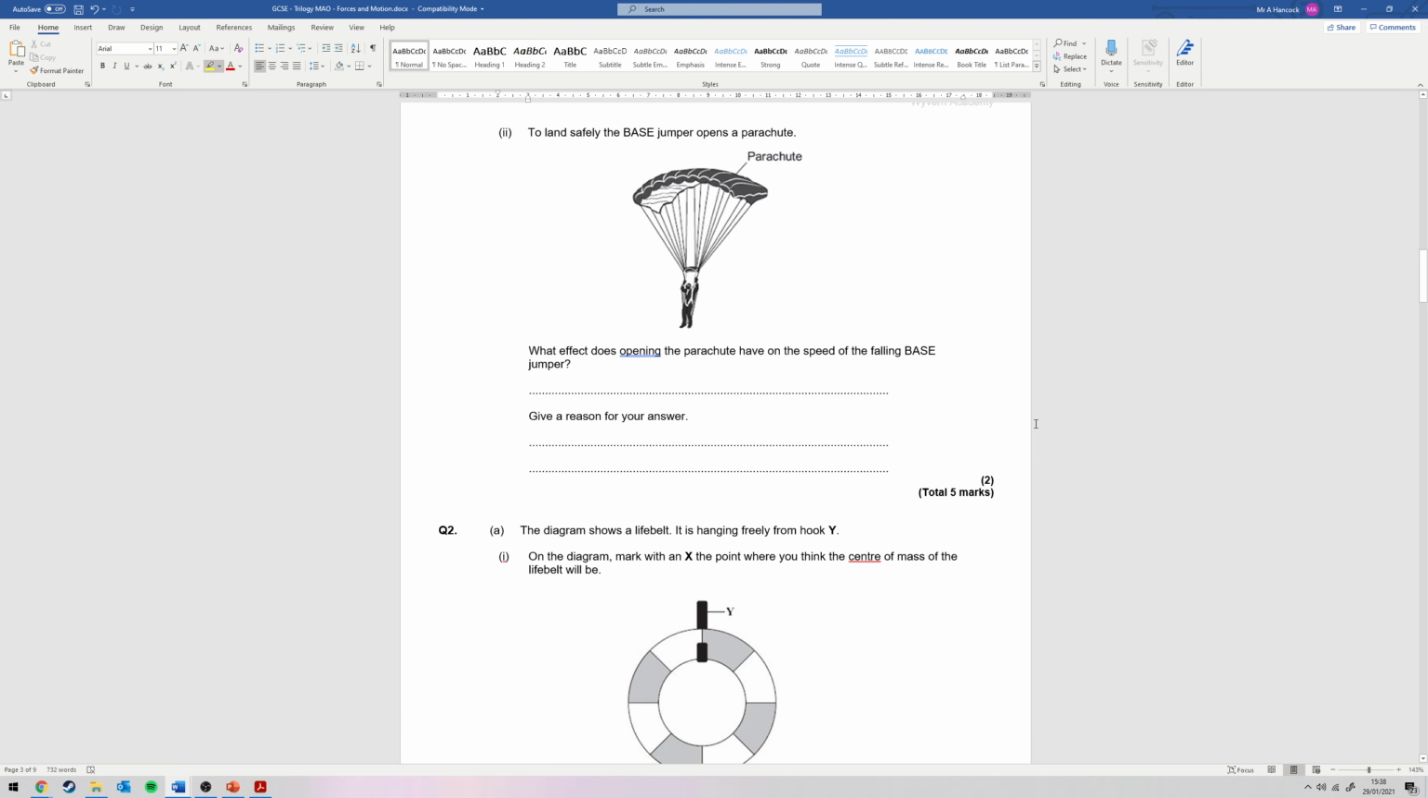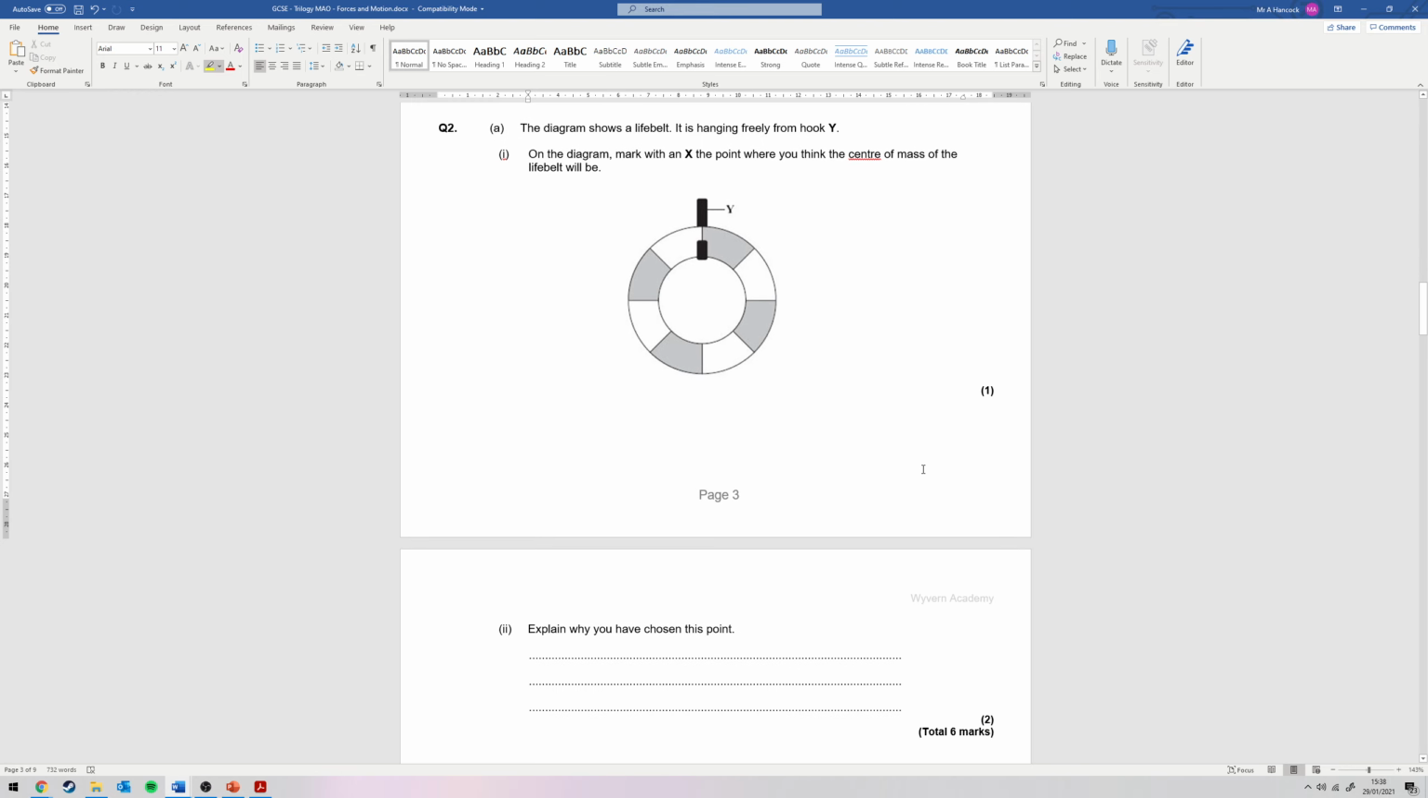To land safely, the base jumper opens a parachute. What effect does opening the parachute have on the speed of the falling base jumper? Give a reason for your answer. Question 2. The diagram shows a life belt. It is hanging freely from hook Y. On the diagram, mark with an X the point where you think the center of mass of the life belt will be. So on this diagram, mark with an X where you think the center of mass will be.